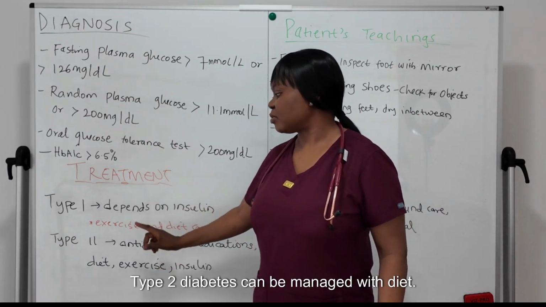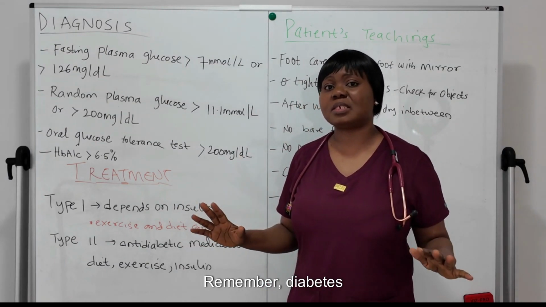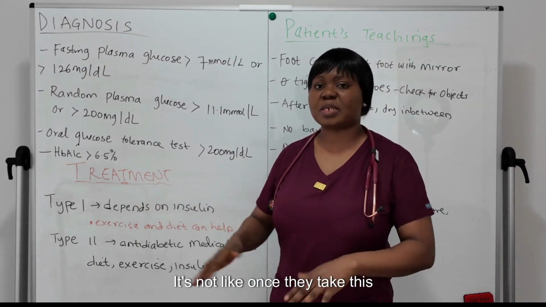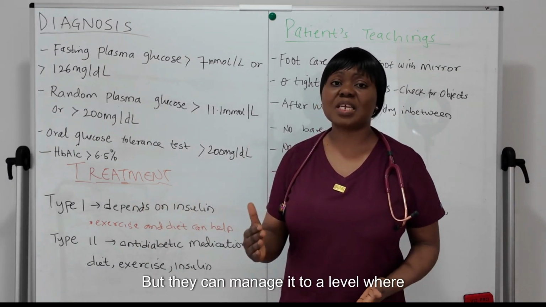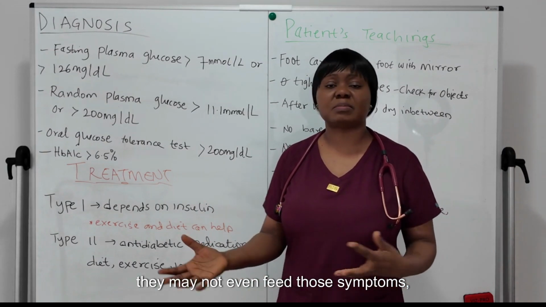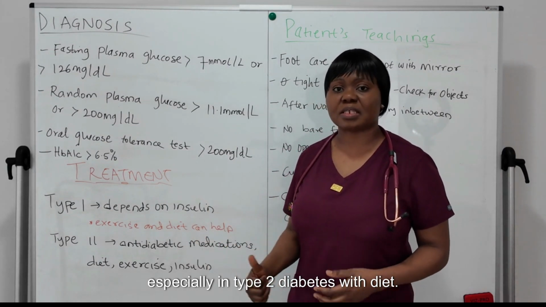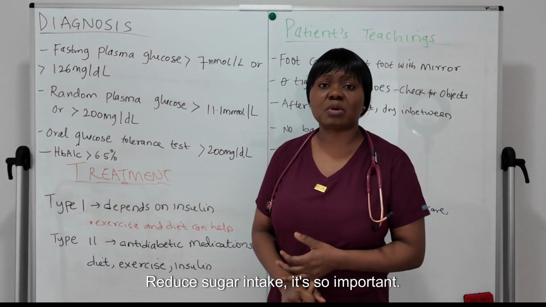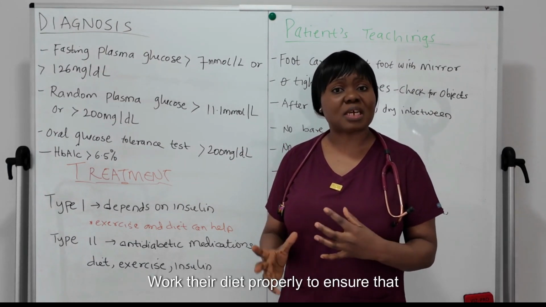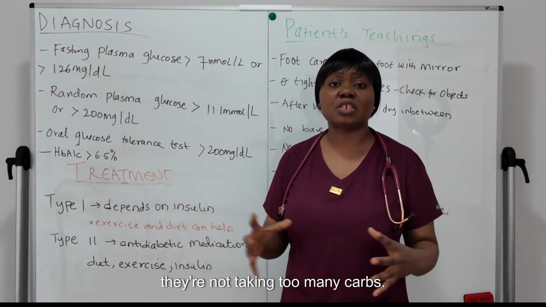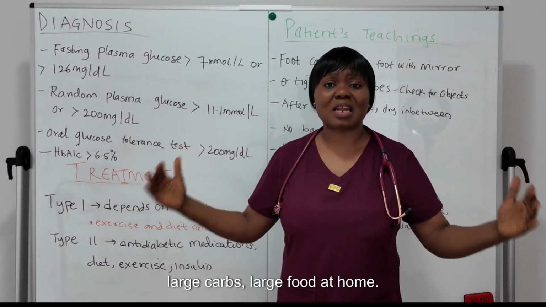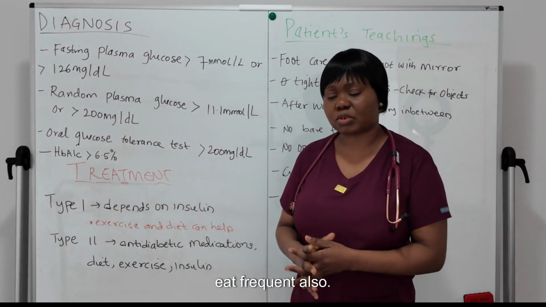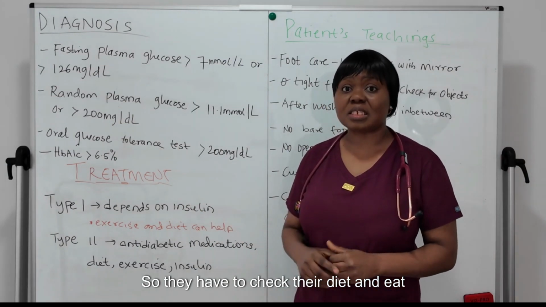Then diet: type 2 diabetes can be managed with diet. Remember, diabetes is a chronic condition, so they live with it. It's not like once they take this medication, it disappears from their system. No, but they can manage it to a level where they may not even feel those symptoms, especially in type 2 diabetes, with diet. So they need to see their nutritionist, their dietitian, to check the food they eat. Reduce sugar intake. It's so important. Watch their diet properly to ensure that they are not taking too many carbs. They are not to eat large portions at once. They take it in smaller quantity, but they eat frequently also. So they have to check their diet and eat healthy.